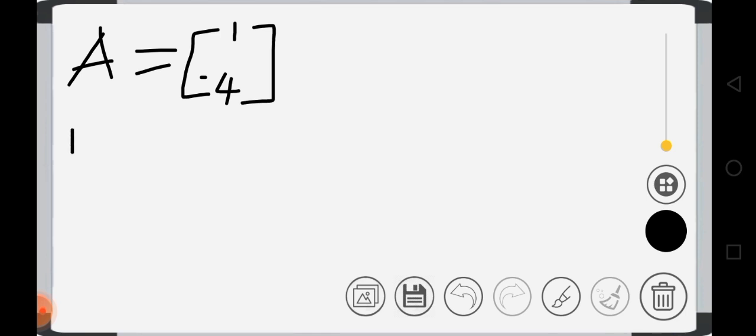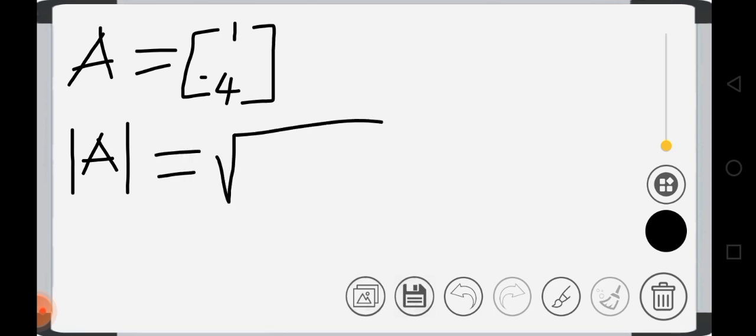So I want to write magnitude. I may try to write it this way. It means what is the magnitude of that vector? So the magnitude is the square root of this x component, then you square it, plus this y component. But you will do away with the sign.